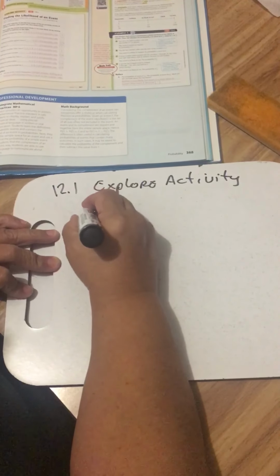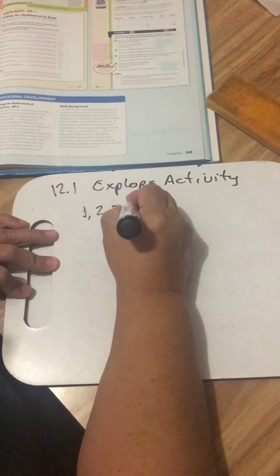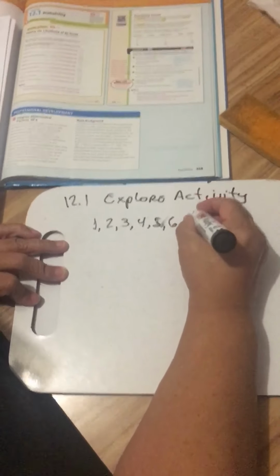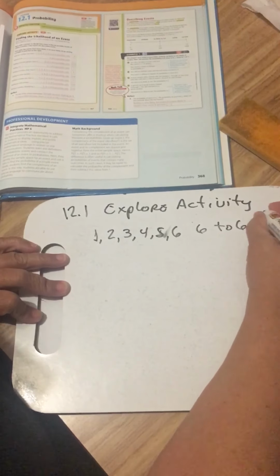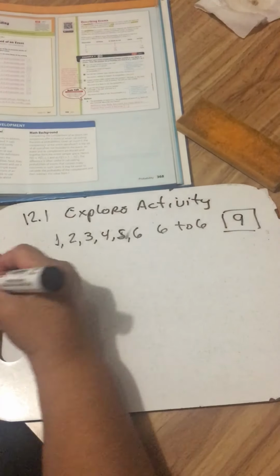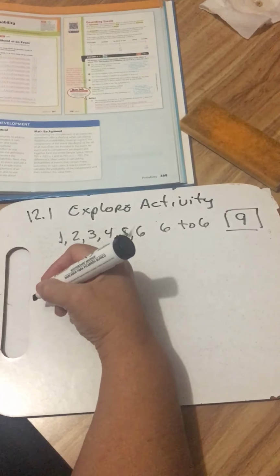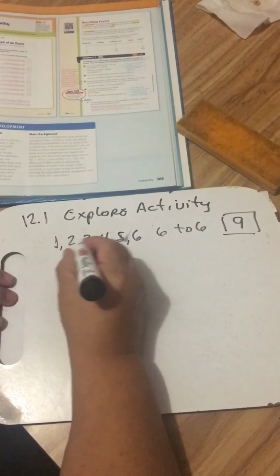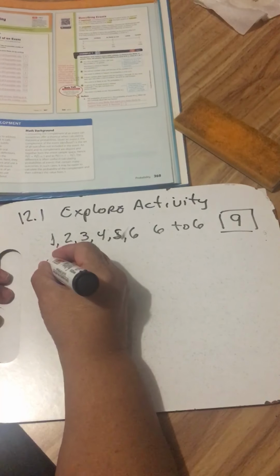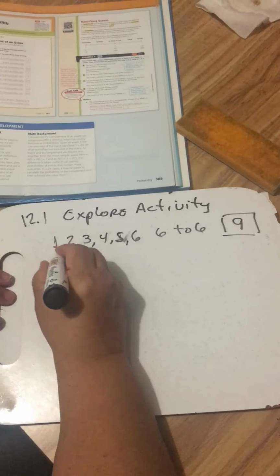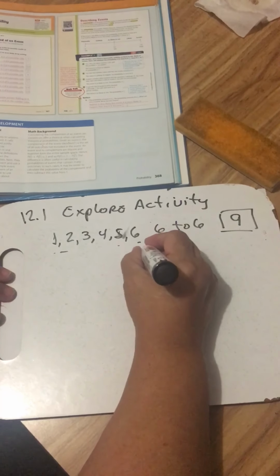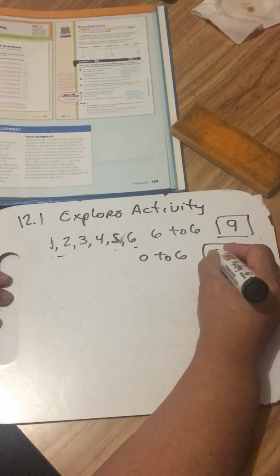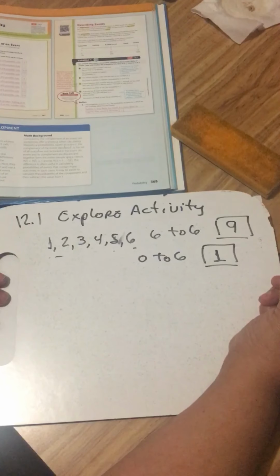The faces of the cube are 1, 2, 3, 4, 5, 6. Then it's going to be 6 out of 6. In the square you're going to write 9 because it's certain that it happens, whatever face the cube lands on. Then rolling an 8. We don't have any number 8, so we have 0 out of 6. In the square you write 1 because it's not possible.